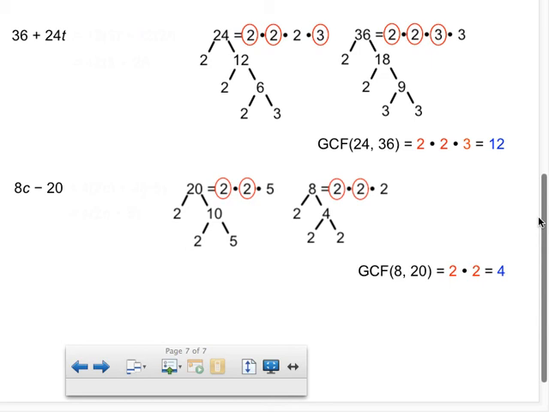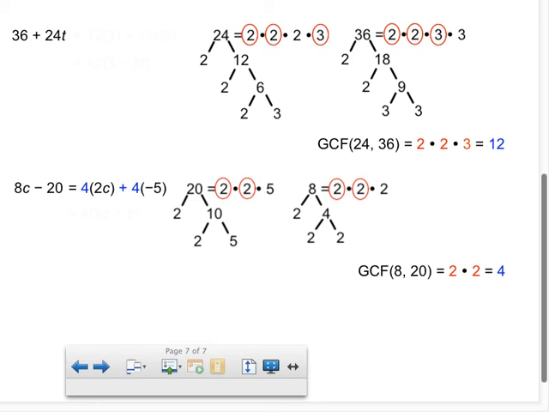8c would be 4 times something to get me 8c. What is it going to be? Right. So 4 times 2c, okay, and what's my negative 20 going to become? Not 10. 4 doesn't go into 20 10 times. Very good. So now do you guys see why we got that? The GCF, pull out a factor of 4, that's what we get.